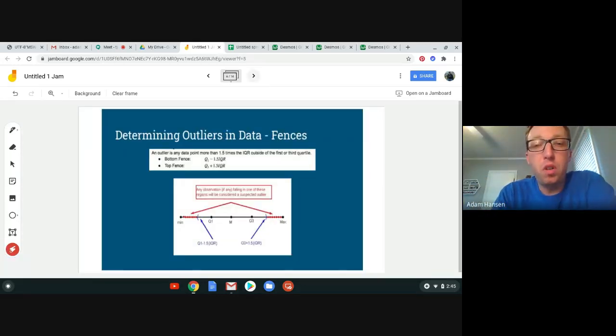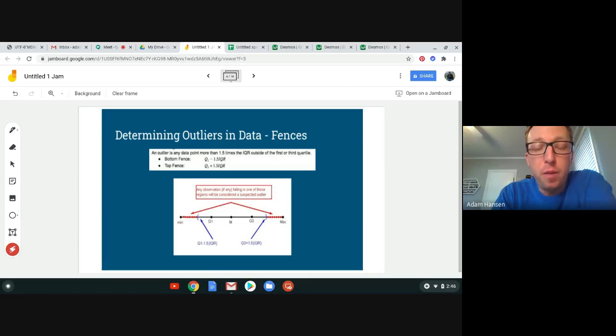We can also use what are called fences to determine if there are any outliers or atypical data points in a data set. To find a fence and use it to determine if there are outliers, we can follow this process outlined here. An outlier is any data point that is more than 1.5 times the IQR amount outside either the first or third quartile. So the bottom fence would be found by taking Q1 and subtracting 1.5 times the total IQR value, the IQR spread. Vice versa, the top fence is found by taking Q3 plus 1.5 times the IQR.